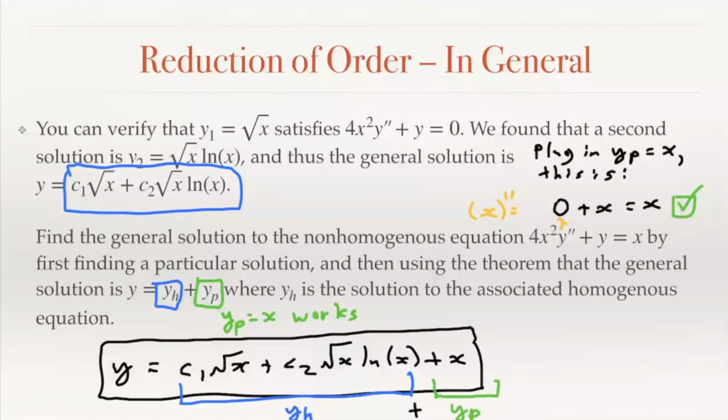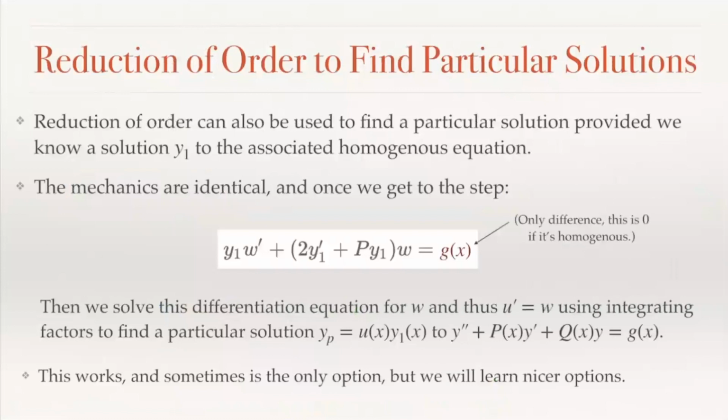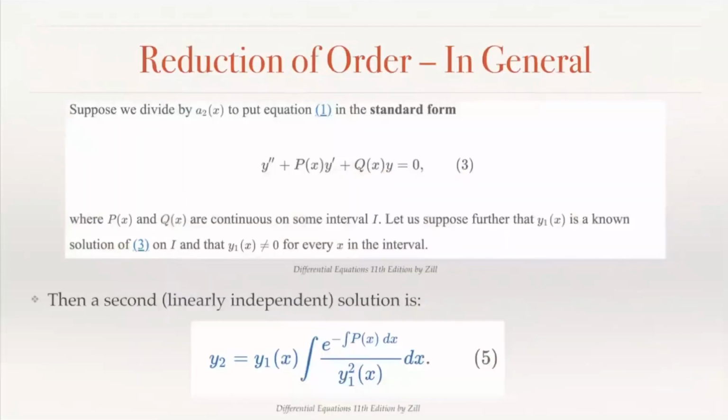That's our yh plus yp. Now, reduction of order can also be used to find a particular solution, provided that we know a solution y1 to the associated homogeneous equation. So in other words, dealing with a general second-order linear differential equation where the right-hand side is now g of x, we can use reduction of order to find a particular solution to this, given a solution to the homogeneous complement. And the method of doing this, the mechanics, are very similar to our derivation of this.